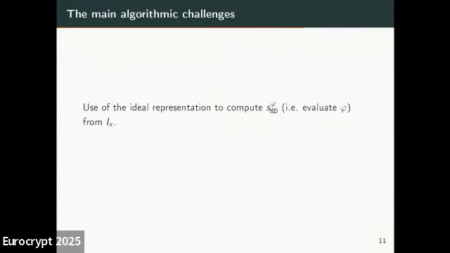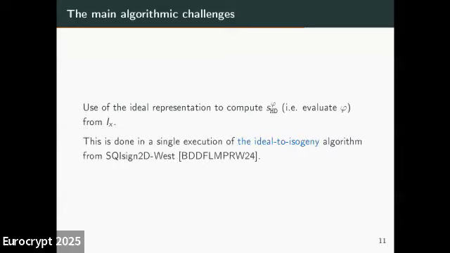The main algorithmic challenge for this is the task of using the ideal representation to compute my proof. This is done with an algorithm called ideal to isogeny, which was introduced in the SQIsign 2D-West paper in 2024, and that is now also used in the round 2 submission of the SQIsign signature.